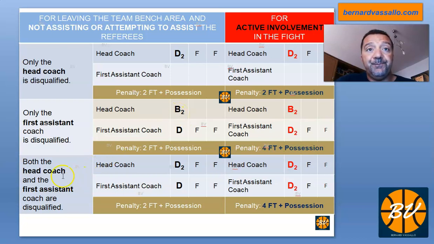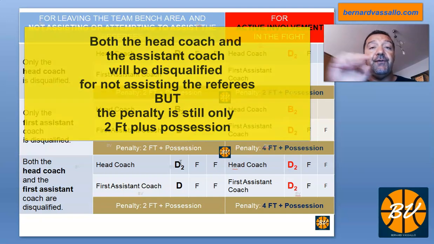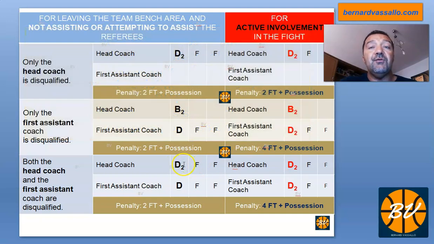If both the head coach and the assistant coach do not assist the referees to calm down the situation, both these persons will be automatically disqualified, as you can see, D for the assistant coach and D2 for the head coach, but the penalty will constitute only 2 free throws. There's 1 D2 there for the head coach and a simple D for the assistant coach.